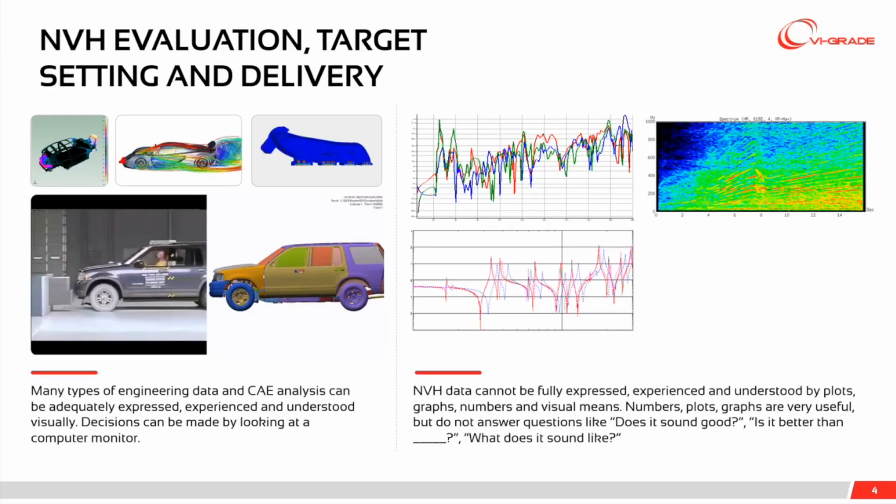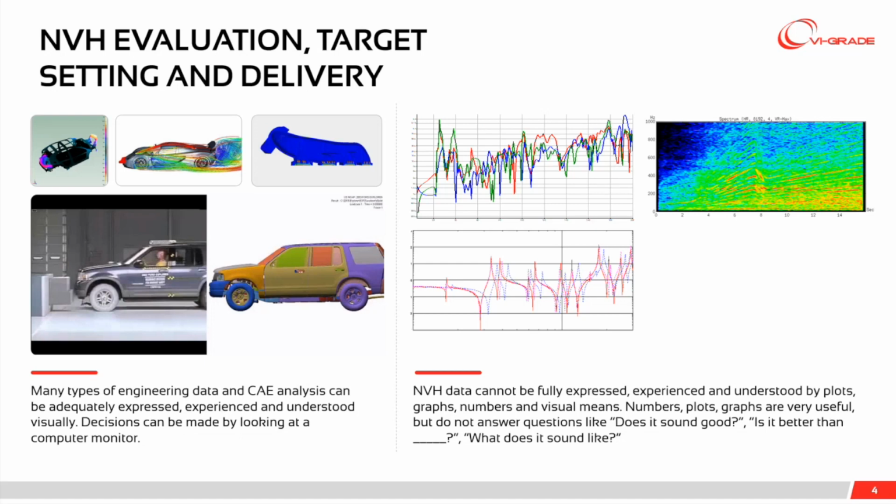So many types of engineering data, especially as we get into the world of simulation and CAE analysis, we can adequately express these visually. If we see what we have here on the left, we've got some various analyses that are quite objective. Things like flow targets for exhaust systems or aerodynamics analysis. We have crash, as we have here on this page. These are very objective. You can get everything you need pretty much from the visual representation of these data.